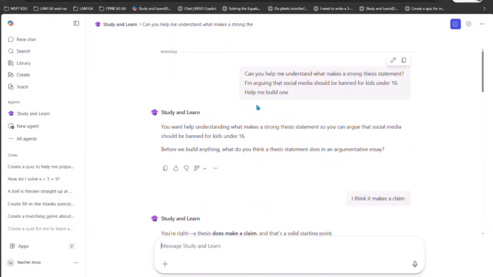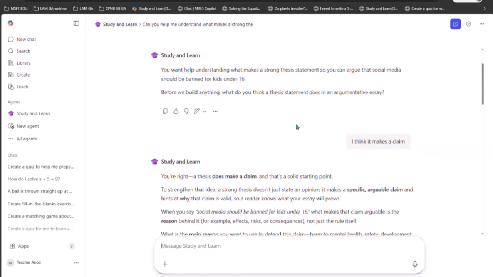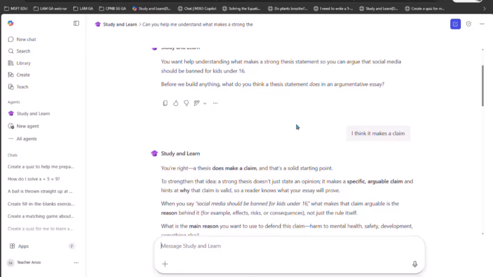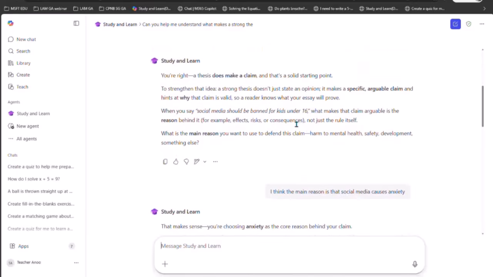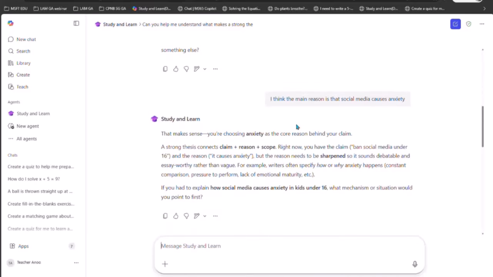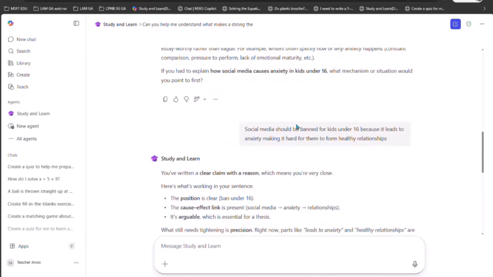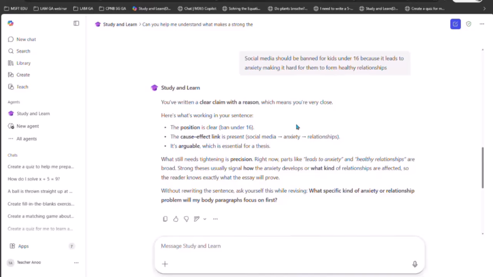All right. Now let's take another. Here's a writing one. Can you help me write a thesis statement? I want to say that social media should be banned for students under the age of 16. And it guides me now on what it takes to write a great thesis statement. And so, what are the reasons? You can make a claim, but you can back it up with reasons and why that reason holds and all of that. And it's focused on that writing process. It's not doing the writing for me.